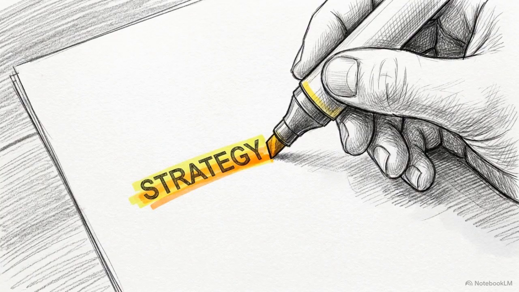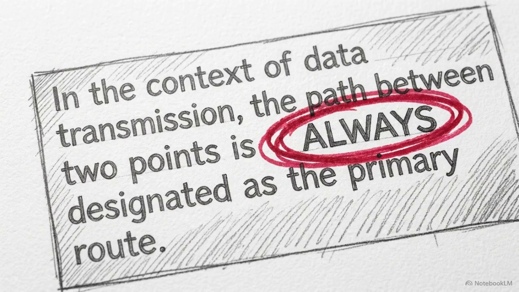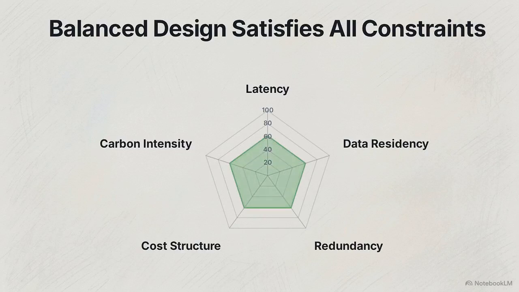This brings us to a macro strategy for the exam. When faced with multiple choice questions balancing these complex factors, you need to identify the trick options. The trap is the extreme answer. You will see options offering the absolute lowest latency, or the cleanest grid, or the absolute cheapest cost. In architecture, extreme answers containing the word always, or prioritizing a single variable at the expense of the others, are traps. The correct choice is usually the balanced option that satisfies all constraints moderately well.